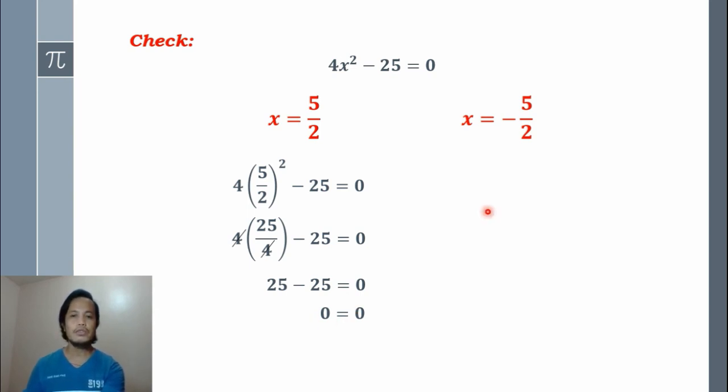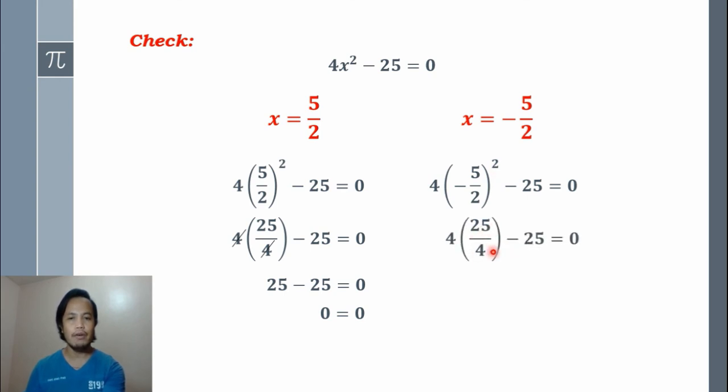Now let's proceed to our next value, which is negative 5 over 2. So we do the same process. We substitute negative 5 over 2 into the original equation. So that becomes 4 times negative 5 over 2 quantity squared minus 25 equals 0. So negative 5 over 2 quantity squared, of course, will give us 25 over 4 because negative times negative is positive. Then we can also cancel out the 4. Then what remains is 25 minus 25 equals 0.